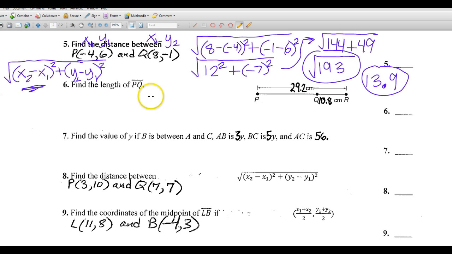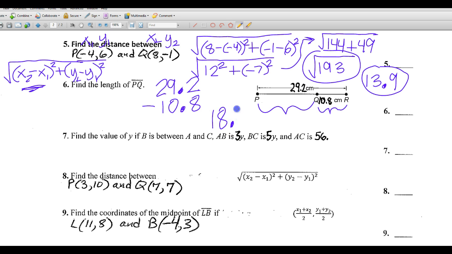On number 6, find the length of segment PQ. So we want to find the length of this segment. We know that this is 10.8. We know that the whole thing is 29.2. So if we subtract this part from the whole, we should get this part. So my work would just be to take 29.2 minus 10.8, which is 18.4 centimeters.